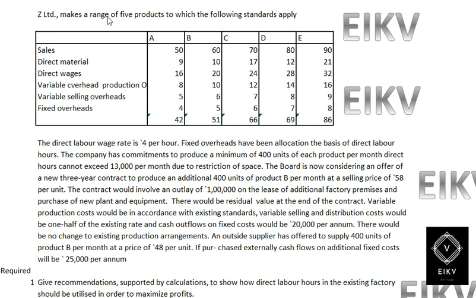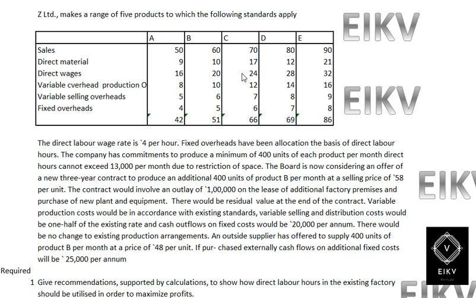So in this illustration, Z Limited makes a range of 5 products to which the following standards apply. Over here, Z Limited has 5 products ranging from A, B, C, D and E. And then other details are given. Sales price per unit 50, 60, 70, 80 and 90. Direct material 9, 10, 11, 12, 17 and 21.